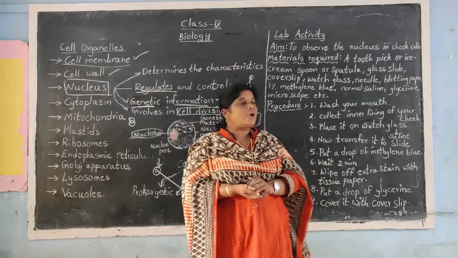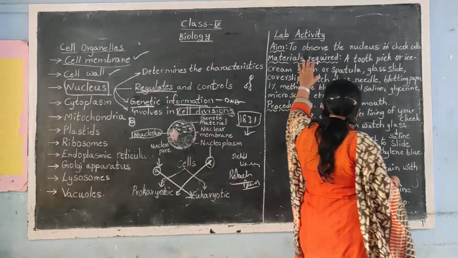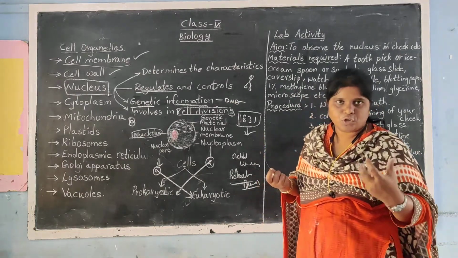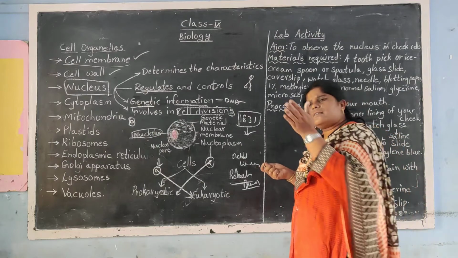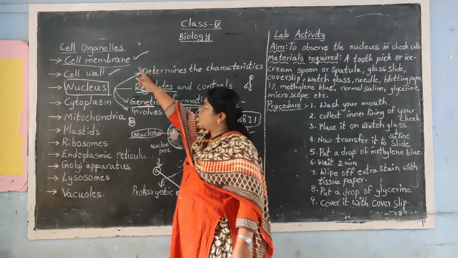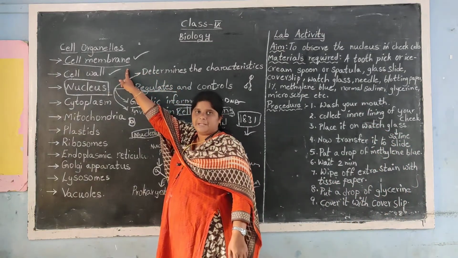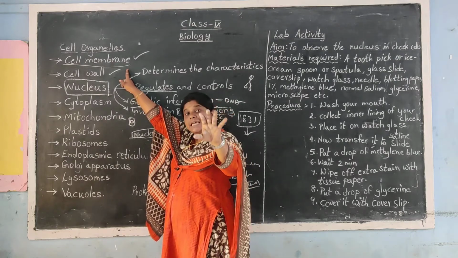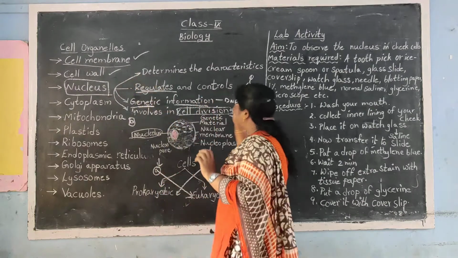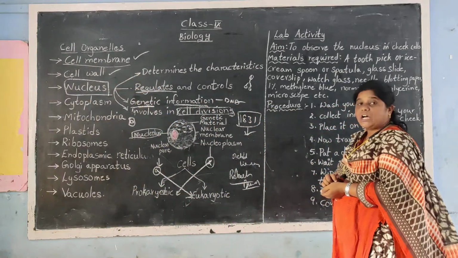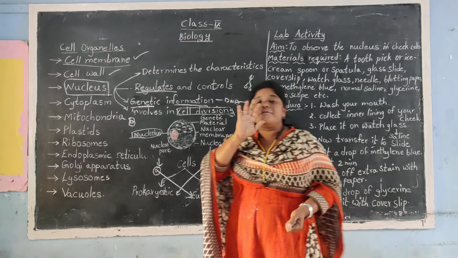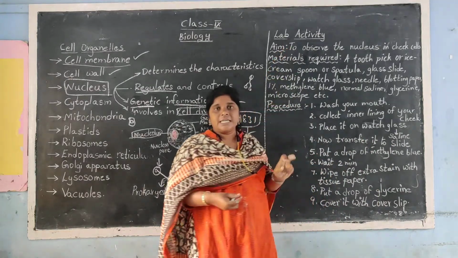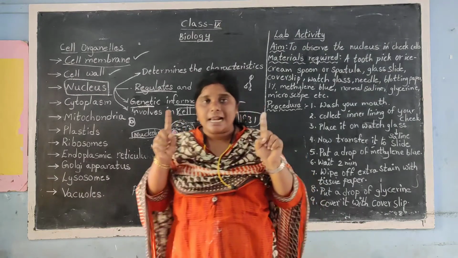Before that, I would like to tell you the way you can find the nucleus in cells. As in the previous classes, we have seen how to observe the cell membrane. We did an activity on how to get the cell membrane. And now we are going to see how to observe the nucleus. So what did I mention here? Lab activity. That means this activity should be done in the lab.